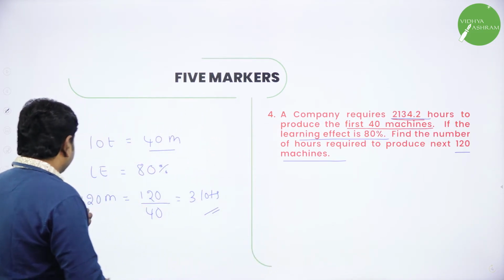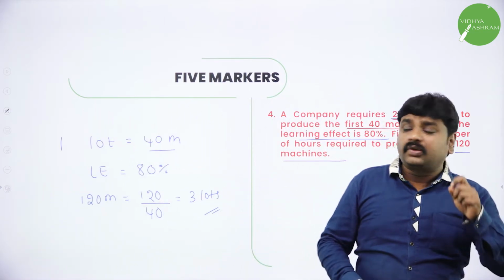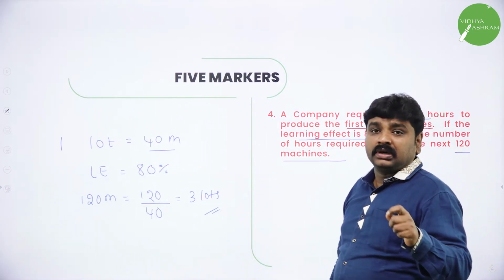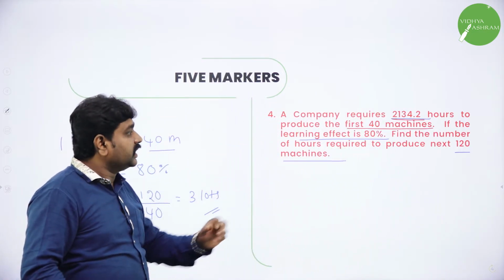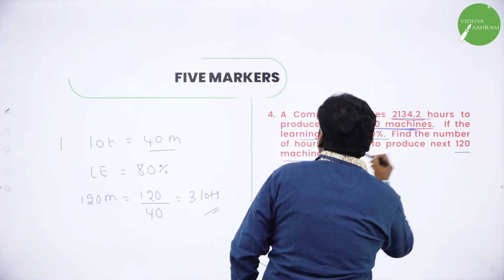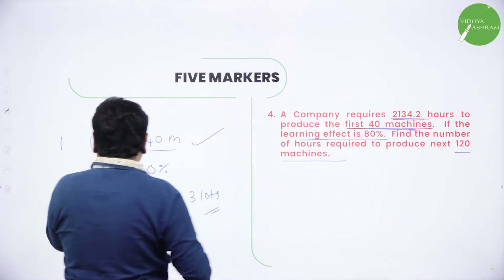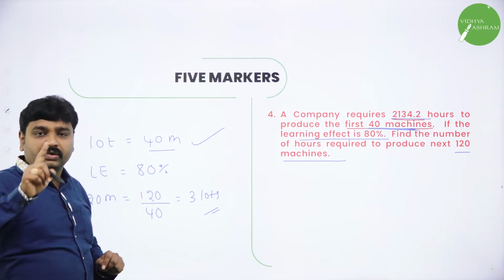If you read the question, they want you to find the number of hours required to produce 120 machines. 120 machines means how many lots? Initially they gave the first 40, so this 40 you call as 1 lot. Define 1 lot is equal to 40 machines. So 120 machines is equal to what? 3 lots. Now they want time for 3 lots.